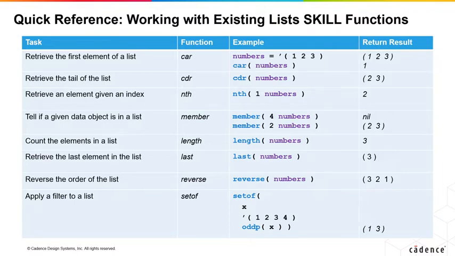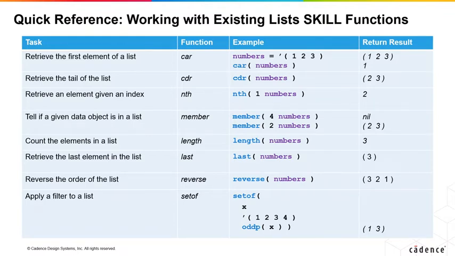We use the function car. We use the numbers list here consisting of 1, 2, and 3. We then specify car and input the list numbers, and out of the list 1, 2, 3 it selects the first element. So car selects the first.